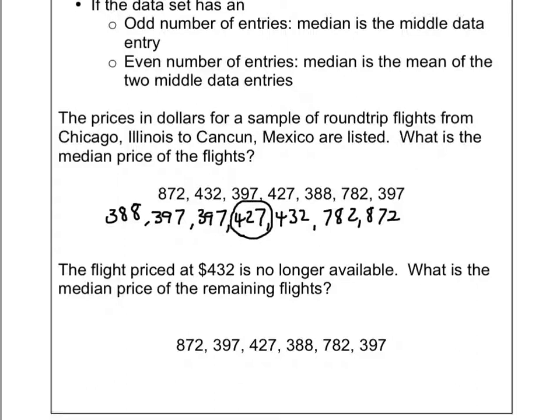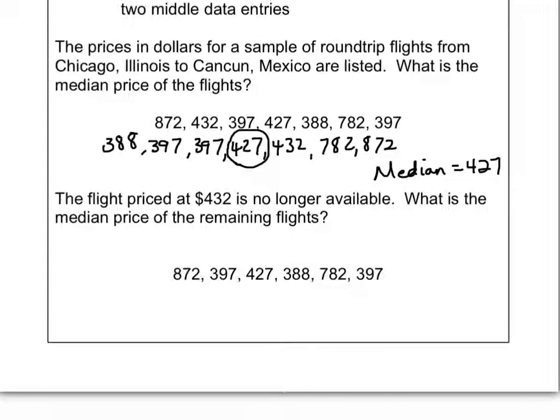I've got 3 right and 3 left, so my median is $427. So the median price is $427 for a flight. Okay? Now, I'll give you another example down here because I've taken a number out. It says the flight priced at $432 is no longer available. So what is the median price of the remaining flights?